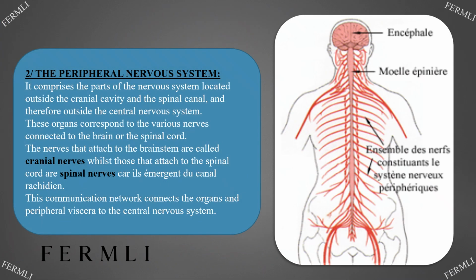Two, the peripheral nervous system. It comprises the parts of the nervous system located outside the cranial cavity and the spinal canal, and therefore outside the central nervous system. These organs correspond to the various nerves connected to the brain or the spinal cord. The nerves that attach to the brainstem are called cranial nerves, whilst those that attach to the spinal cord are spinal nerves, as they emerge from the spinal canal. This communication network connects the organs and peripheral viscera to the central nervous system.